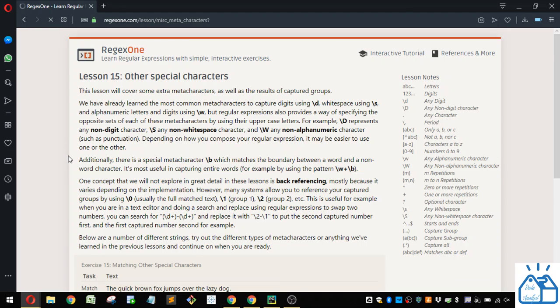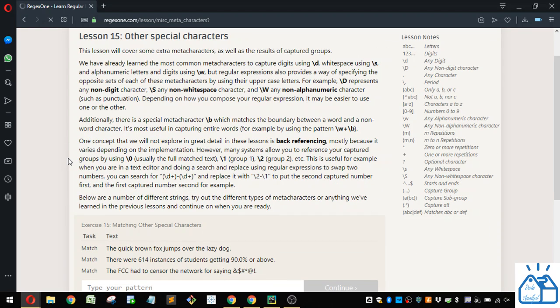So lesson 15, other special characters. This lesson will cover some extra meta characters as well as the results of captured groups. You have already learned the most common meta characters to capture digits using the \d, white space using the \s, and alphanumeric letters and digits using \w. But regular expressions also provide a way of specifying the opposite sets of each of these meta characters by using their uppercase letters. For example, \D represents any non-digit character, \S any non-white space character, and \W any non-alphanumeric character, such as punctuation.